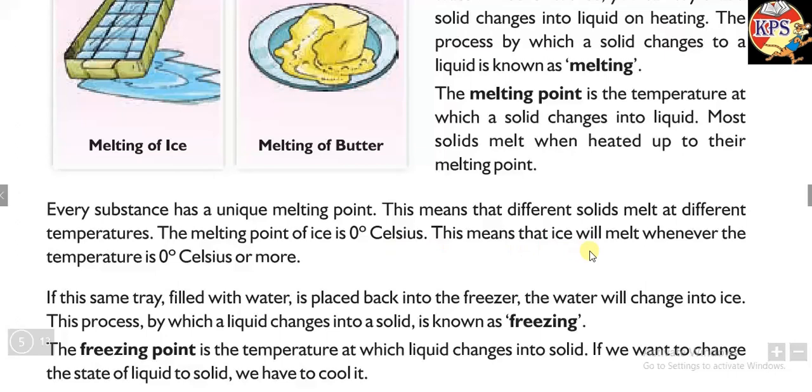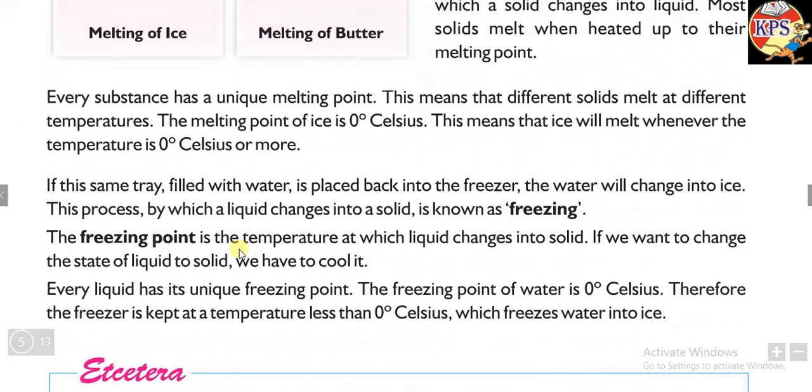This means that ice will melt whenever the temperature is 0 degrees Celsius or more. So if the temperature is 0 degrees Celsius or more, like 1, 2, 3, 4, 50, ice can easily melt. It is totally up to the temperature of the room.